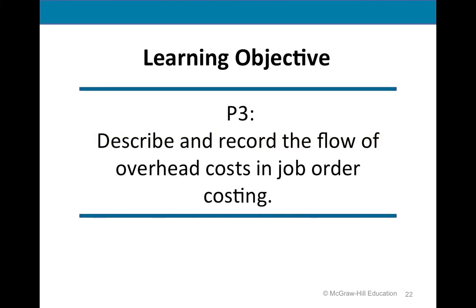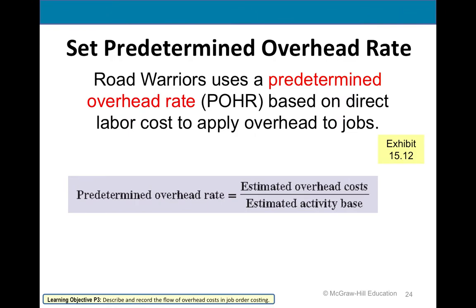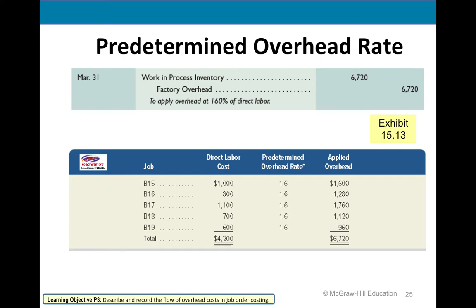Okay, another big thing we talked about, the overhead costs. First of all, before you even get started, you have to set a predetermined rate. What should our overhead rate be? We have to apply estimated overhead, record it, and then of course adjust it. Before you even begin, based on direct labor costs, what should our overhead rate be? How much should it be? So you want to estimate this. Estimate it, again, it says whatever 160% of direct labor is. So again, you want to increase work in process, credit factory overhead.